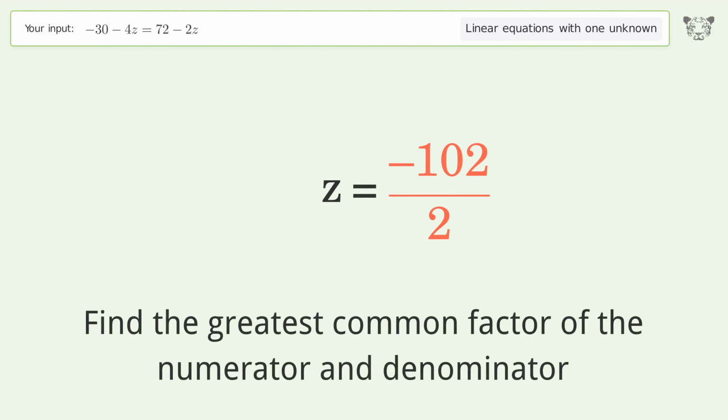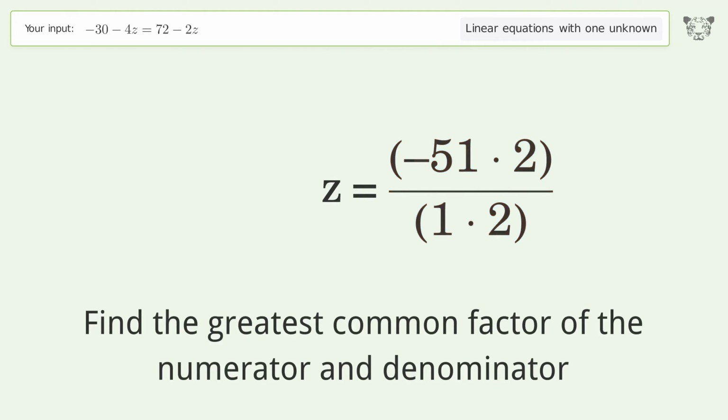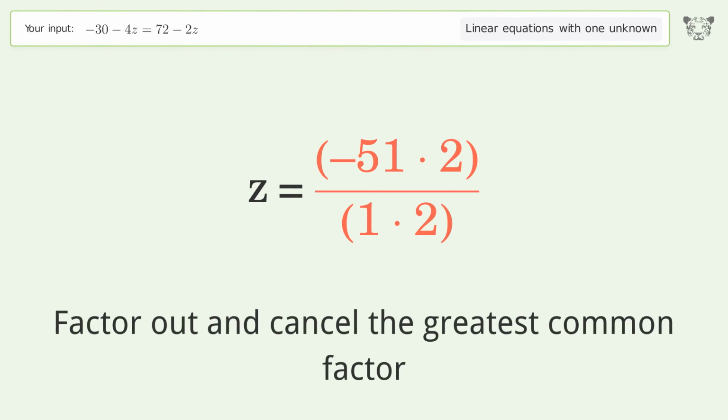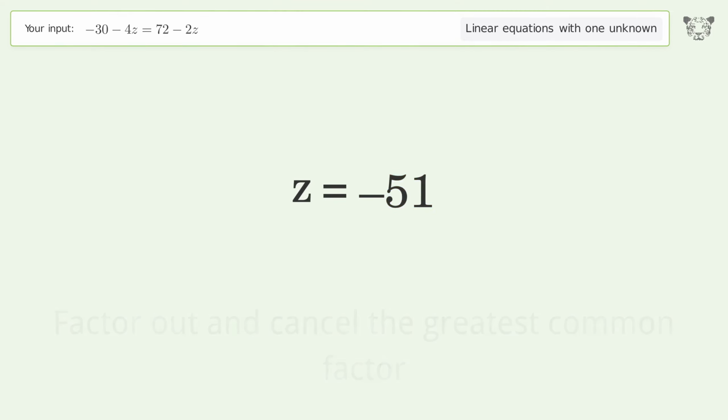Find the greatest common factor of the numerator and denominator. Factor out and cancel the greatest common factor. And so the final result is z equals -51.